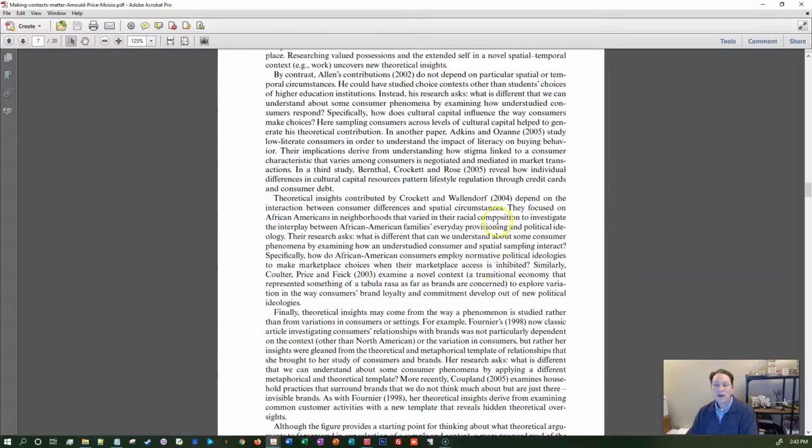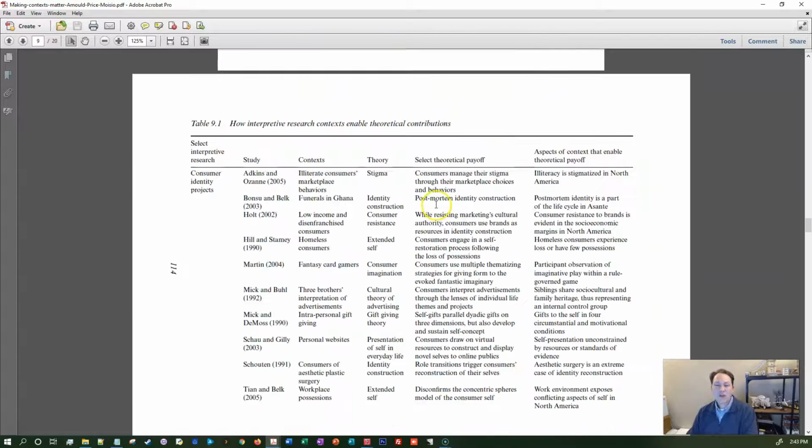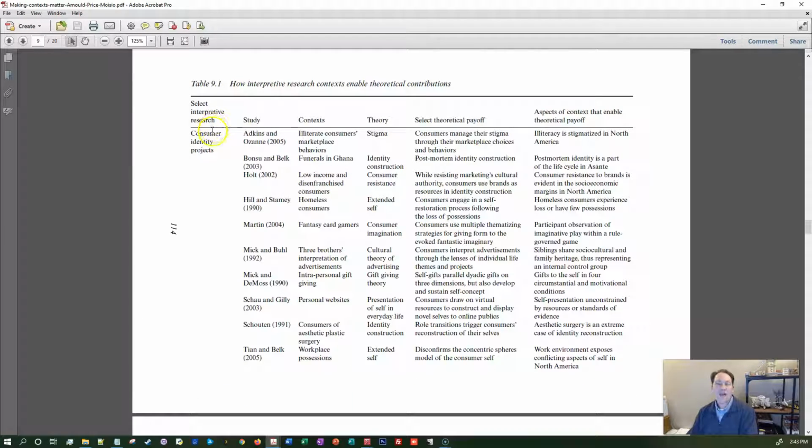And then another thing that's useful is looking at these different articles. They're all studies that were published. They all have a unique context, and some of these are the ones that I assigned, like the funerals in Ghana or the fantasy card gamers or things like that. So you can look at what they were trying to communicate.